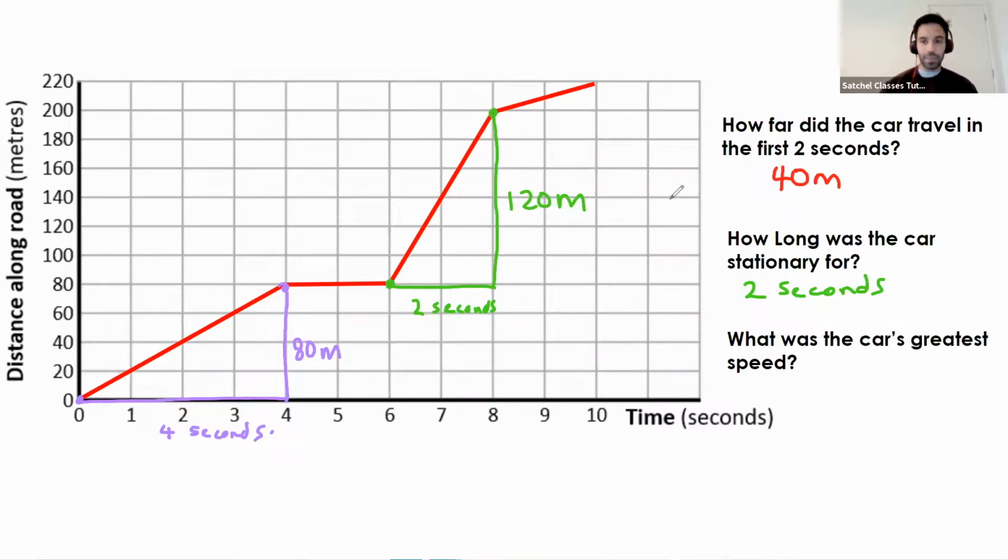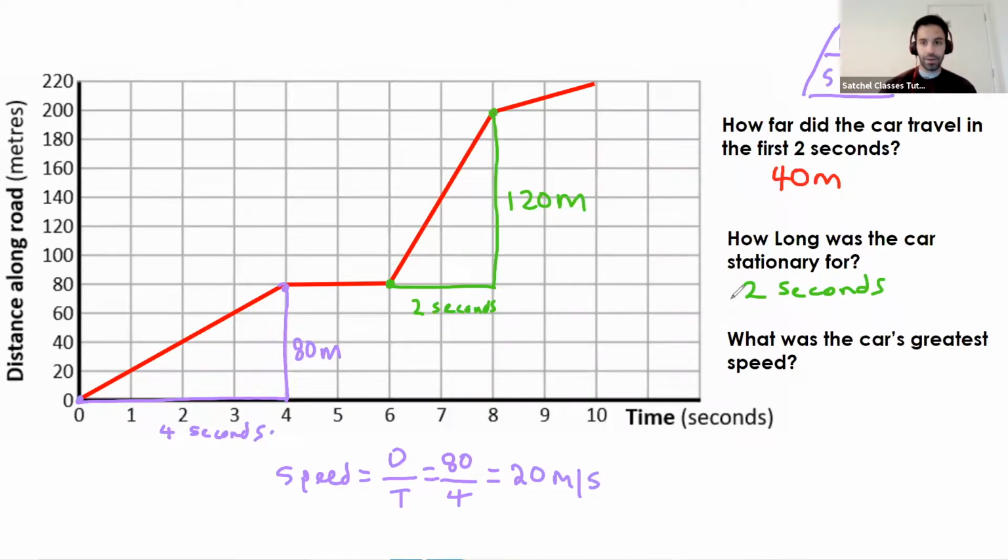And that makes sense, because if we think about our distance, speed, and time, if we want to work out our speed, speed is equal to distance over time. So in this case, the distance traveled is going to be 80 meters, and the time taken is 4 seconds. So our speed was 20 meters per second along this line.